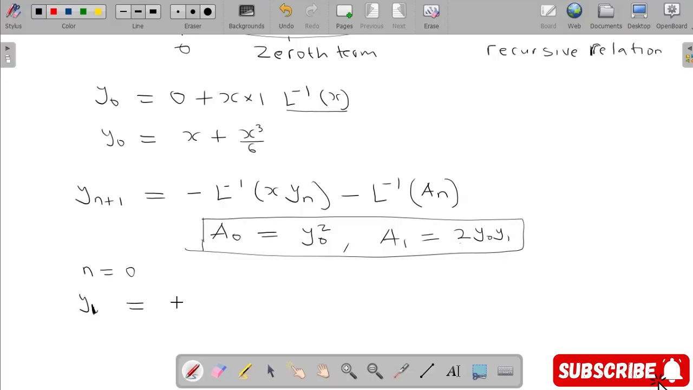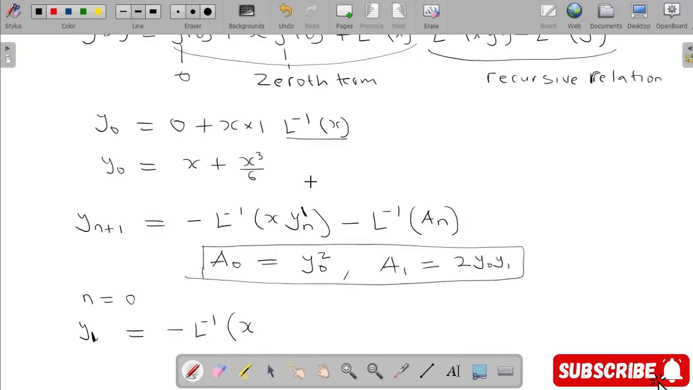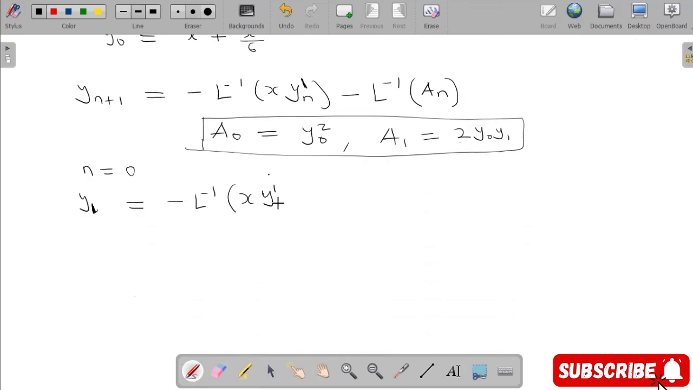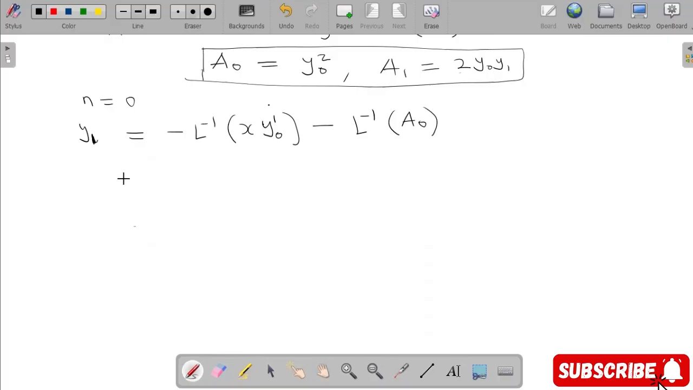y1 equal to minus L inverse of x y0' minus L inverse of A0. A0 here is y0 squared.